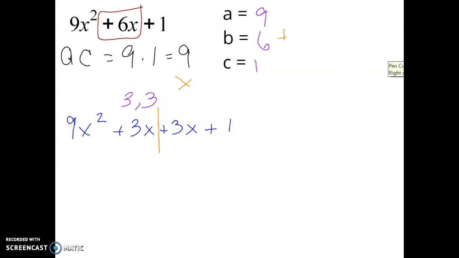So 9 and 3, focusing on those numbers, the GCF of 9 and 3 is 3. Now look at your variables. I have x squared and x to the first. I want to choose x to the first because the exponent is the smallest. And now I'm going to divide. 9 divided by 3 is 3. When I divide, I subtract my exponents. 2 minus 1 is 1.